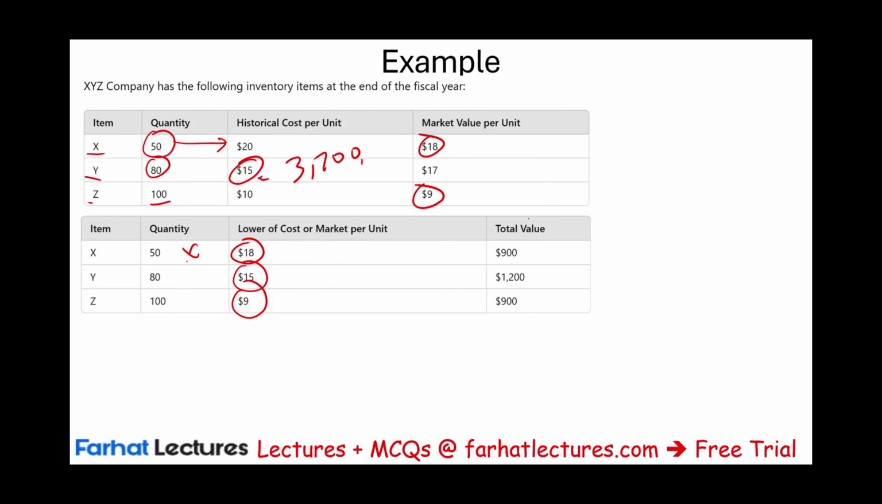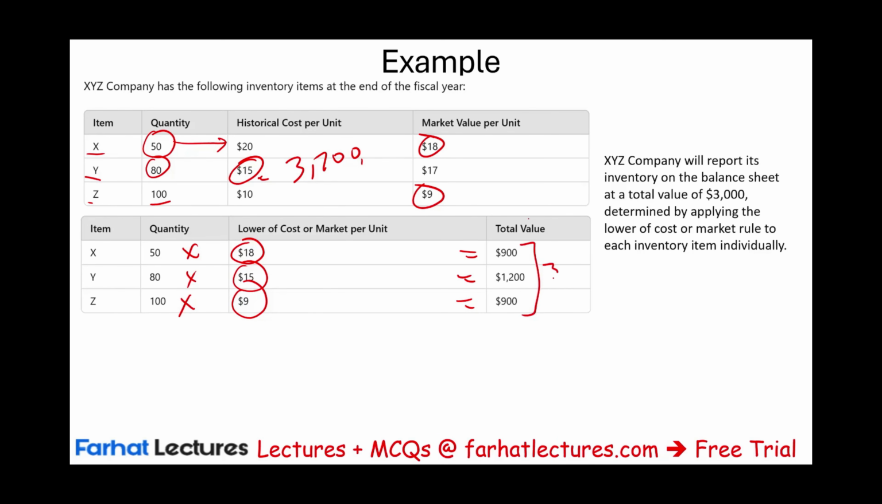Now we compute our inventory. So 50 times 18 equals 900, 80 times 15 equals 1,200, 100 times 9 equals 900. If we compute all of this, our inventory should be reported at 3,000. We paid for it $3,200. What do we have to do now? We have to write it down.